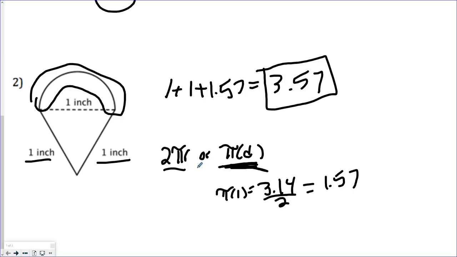So if your shape does have curves or circles in it, then you have to resort to these two circle formulas to figure out the curved edges, and then you can add that to the straight line edges to get your perimeter. Remember, you can use either one of these formulas. It doesn't matter which one you use, just the one that best fits your picture. In this case, the diameter fit better because it gave us a diameter, so that's the one I used.